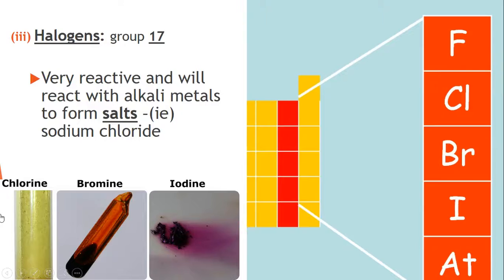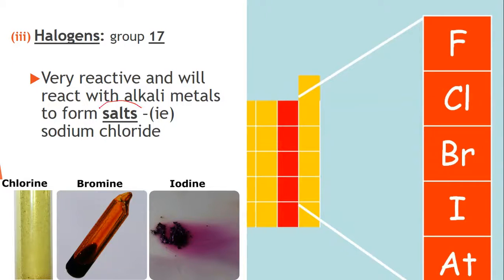If we scooch all the way to the other end of the periodic table, we're into the non-metals now. If we take a look at group number 17, this family is called the halogens, and they are the most reactive nonmetals on the periodic table. At the top there, you would have fluorine, chlorine, bromine, iodine, and astatine. And they will react with the alkali metals to produce something called a salt.